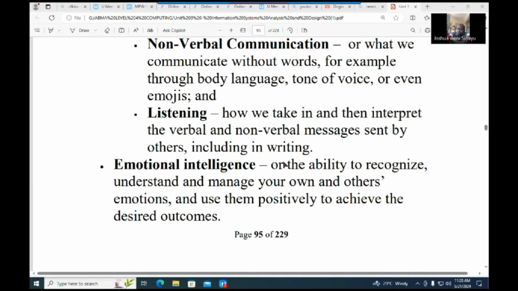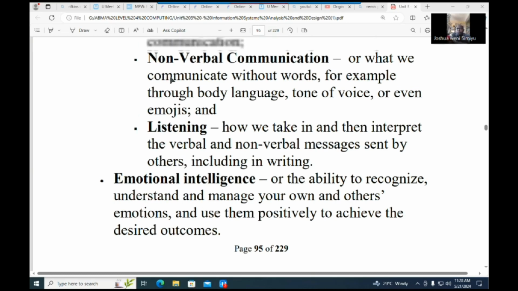Sometimes you talk to somebody and they want to do all the talking every time, you just listen, yet you are the one who called them. So it's my own airtime, I called you for you to actually lecture me. Those are people who do not have listening skills. You should have a skill to listen to something, take it in, and interpret both verbal and non-verbal messages that others are sending to you, including in writing.